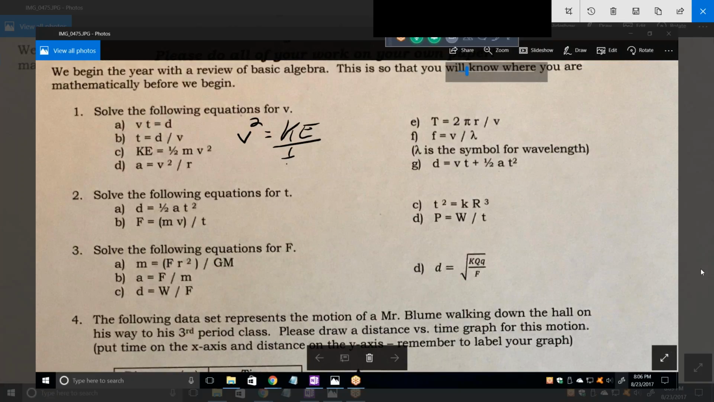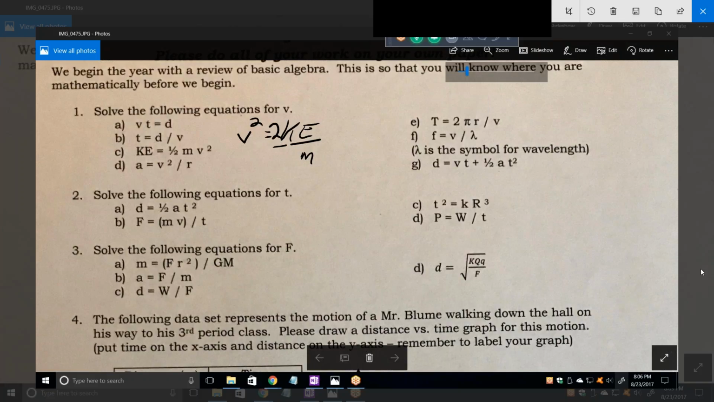Now hold on. That's not the way to write that. What can I do with that 1/2 that's in the denominator? How do you divide by a fraction? Multiply by the reciprocal. So that's really a 2. Yes, that'd be 2KE. V squared is equal to 2KE.